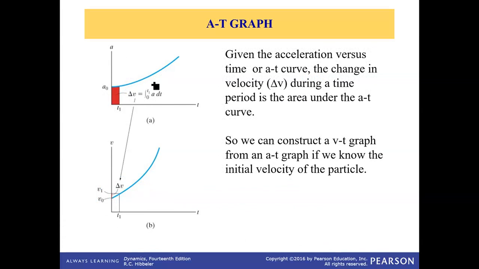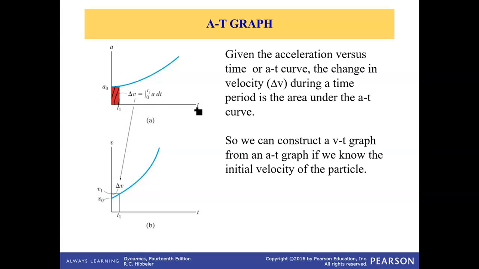How do we do the reverse? If we know acceleration as a function of time, how do we get the velocity? Now, if we have an equation for acceleration, to go from acceleration to velocity, we do integration. But what is integration of a graph? Integration of a graph is nothing but the area under the graph. So here also we do the same thing.